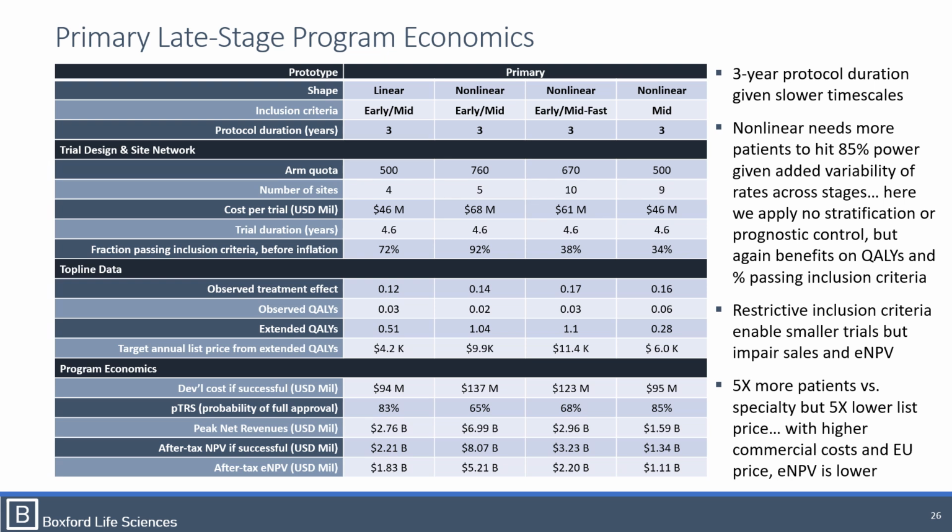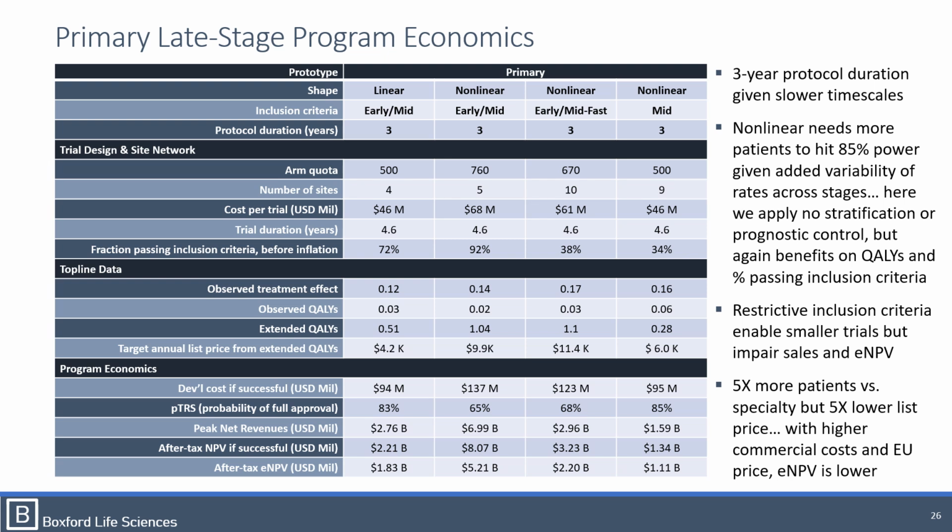As a result of that, here now we introduce these 2 additional inclusion criteria, early, mid, fast. So we just pick the patients whose prior treatment history suggests that they're on the faster end of progressors, and mid-stage disease. And we find in each one of those we can, in fact, achieve 85% power with smaller trials that are less expensive. The problem is if we look at the number of patients that pass inclusion criteria, we drop that from 92% before inflation to 34 to 38% when we use these more restrictive criteria.